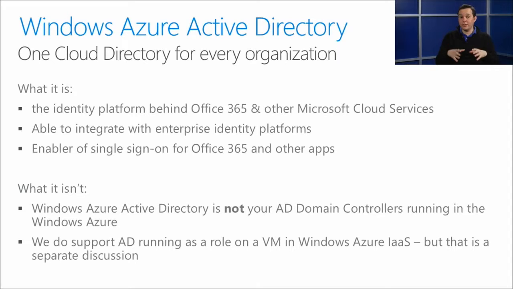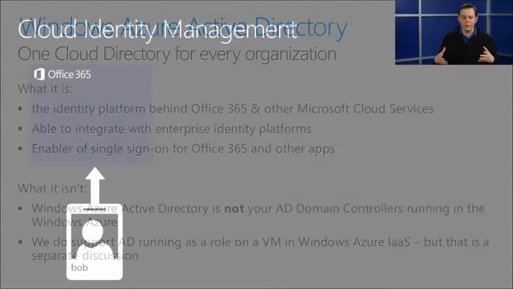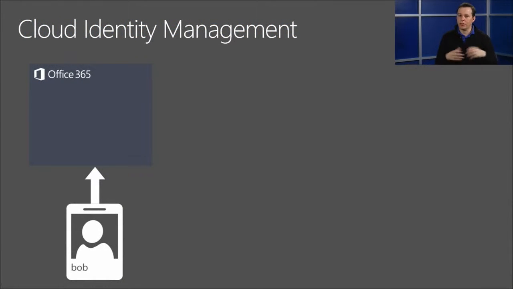It's not your Active Directory services running on top of Windows Azure infrastructure as a service, so there aren't machines for you to log into or anything like that. It's really just a programmatic endpoint for all of our applications, and a way for you to control access to multiple cloud services, or even on-premises services that connect up to the Windows Azure AD APIs to integrate with those applications as well. So let's take a quick look at how Office 365 handles authorization and authentication through Office 365. So say I'm Bob.